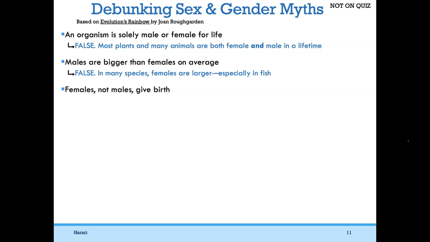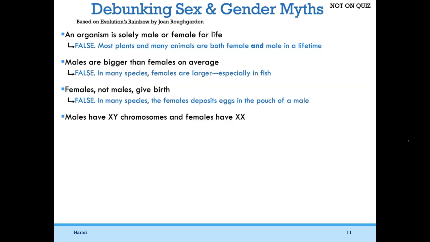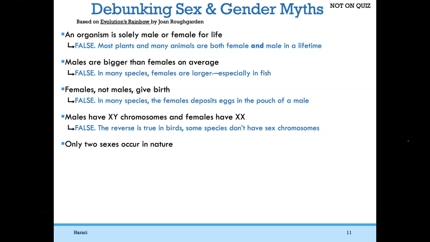Females give birth and not males. That's false, right? In some species, the females deposit their eggs in the pouch of a male, and the male actually gives birth. Males always have an XY chromosome, and females have XX. Is this true or false? This is false. It's actually the opposite in birds. They don't have XY, they have ZW. And some species don't even have sex chromosomes, and sex is determined by temperature, for example, in alligators and other reptiles.